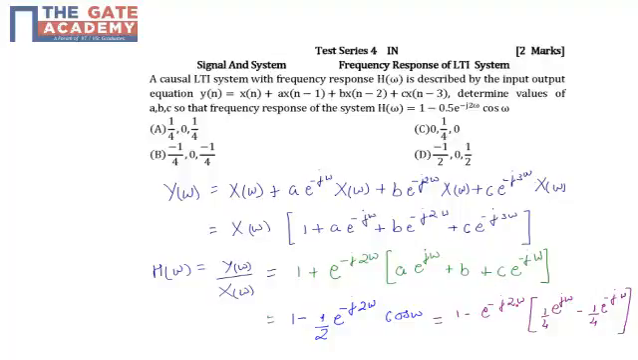minus 1 by 4, 0 and 1 by 4. Sorry, here we should have a minus sign. So minus 1 by 4, 0 and minus 1 by 4, that is nothing but option B.